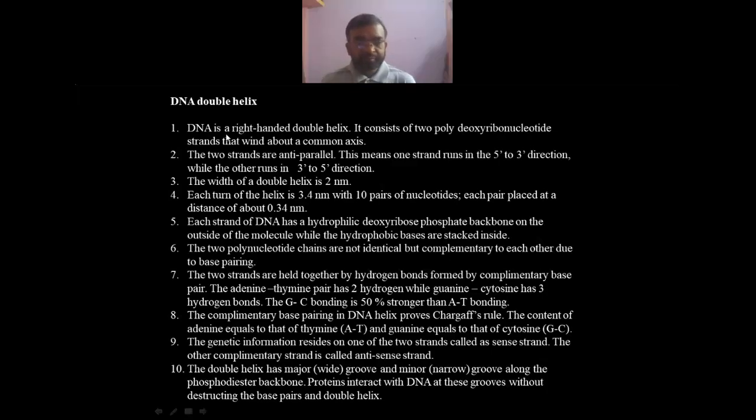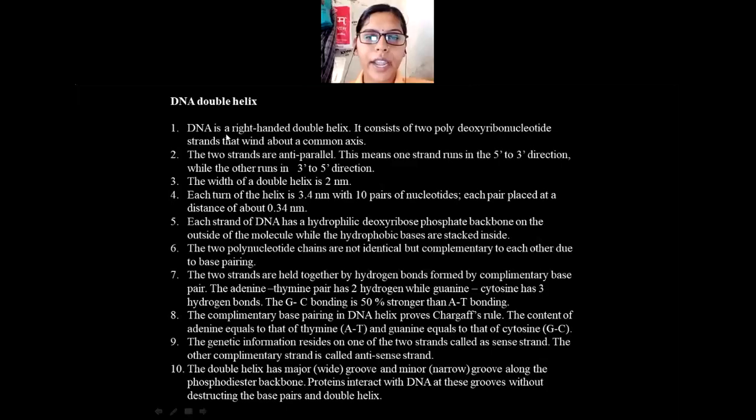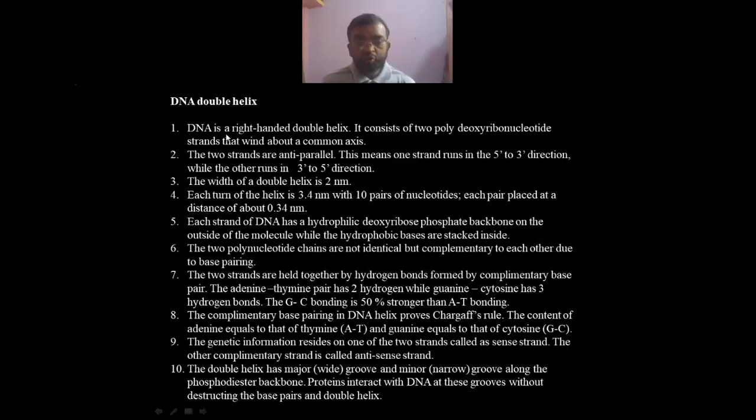DNA is a right-handed double helix. It consists of two polydeoxyribonucleotide strands that wind about a common axis. Okay, double helix means two strands are there. Helix means helical. Right-handed: I explained these particular terms because there are rotations, which might be right-handed or left-handed. I will explain diagrammatically. These are combinations of polynucleotides. Once again, I will explain what is a nucleotide and what is a nucleoside. But just keep in mind that DNA is typically a right-handed double helix. Two strands are there.